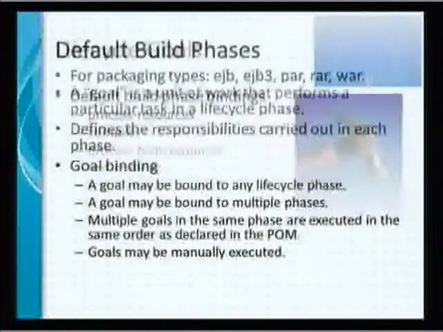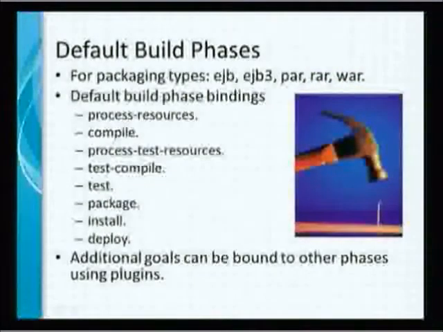So, the default build phases. As an example, if we're doing packaging types like EJBs or WAR files, which most people are familiar with, Maven will automatically define certain phases to have specific goals for you. You don't have to go figure out how to hook all this stuff together. It's already hooked together for you. So we'll process resources, compile, and run the tests. Packaging is interesting. That's where it actually generates the actual type of packaging. A WAR file is what I typically use.